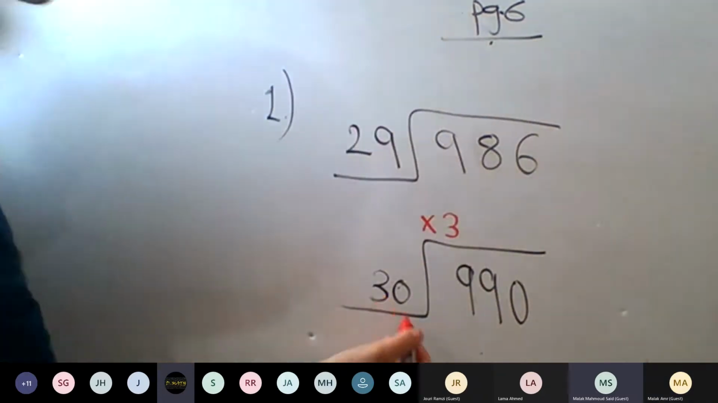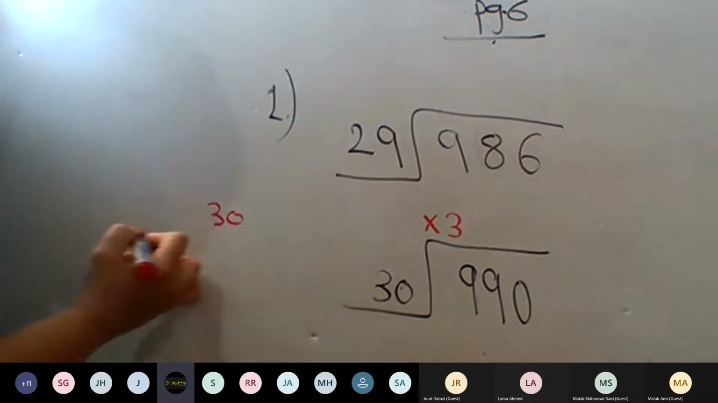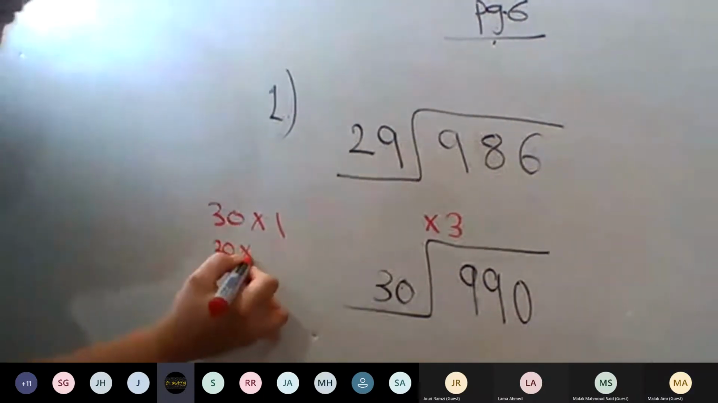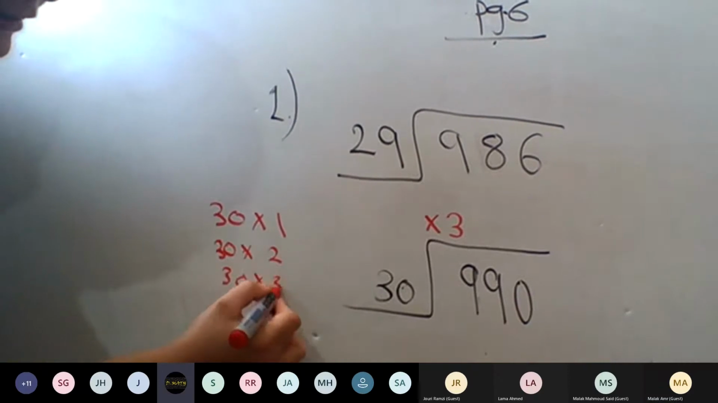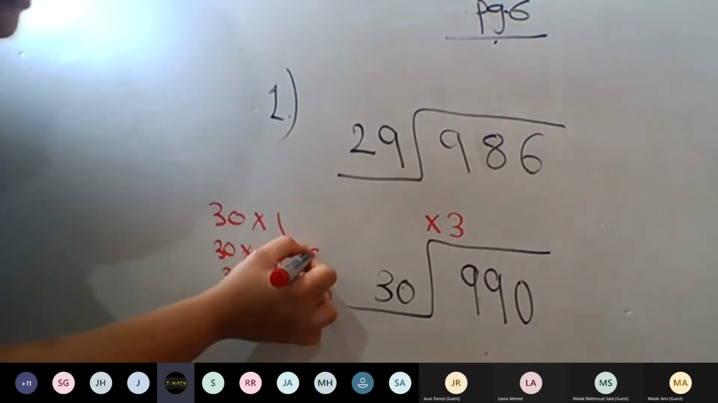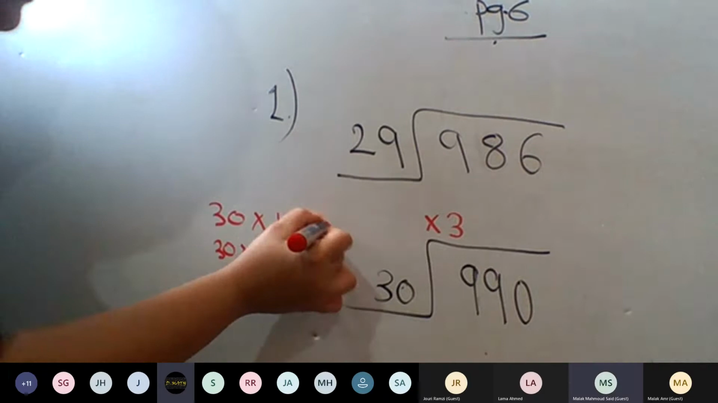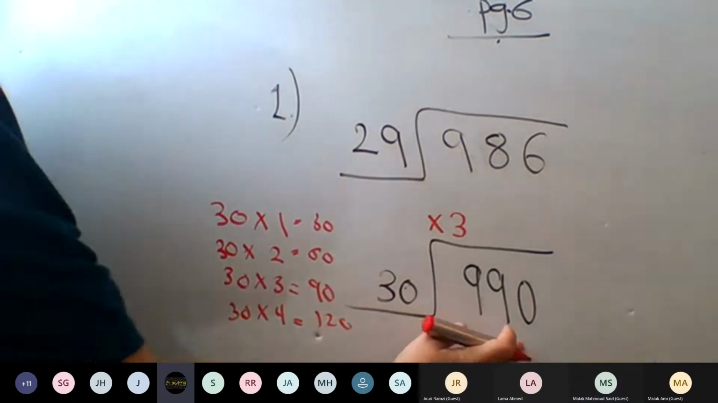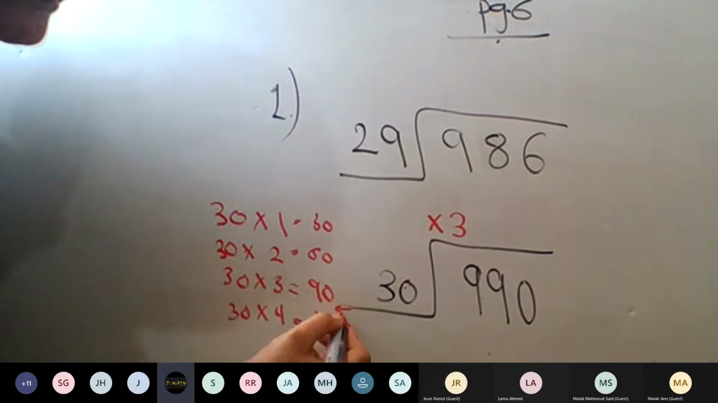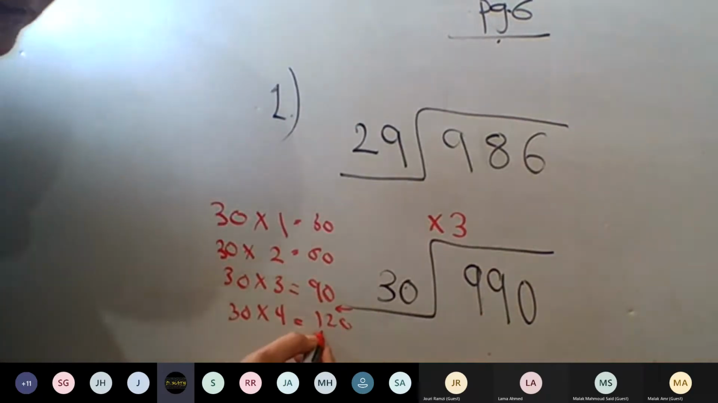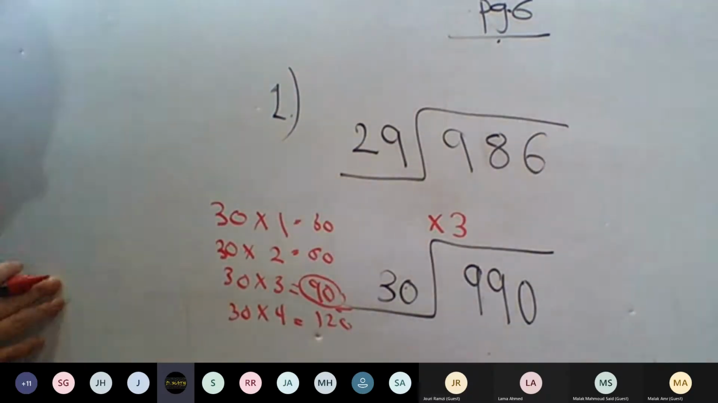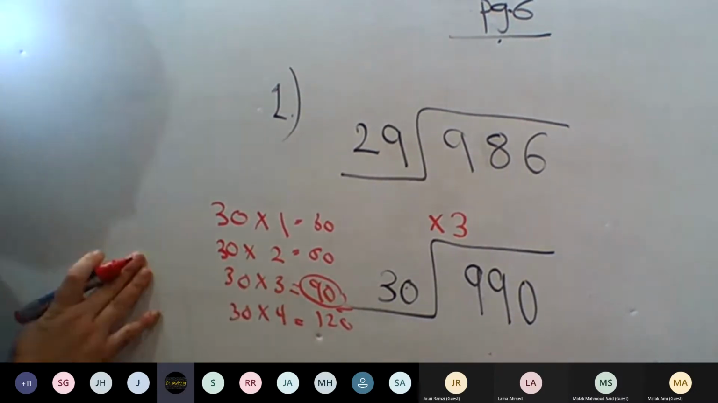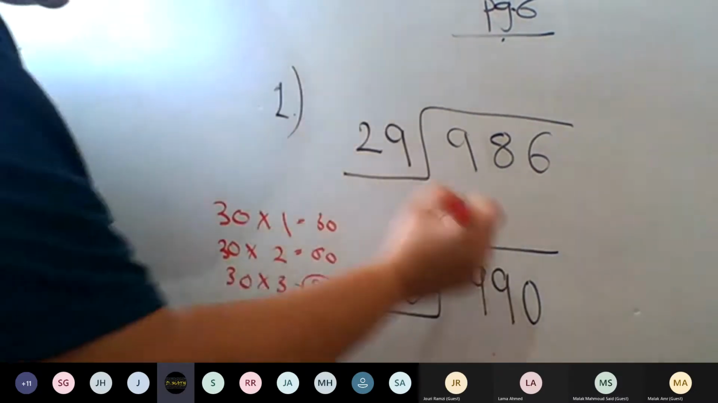Now let's write here the multiplication table of 30. 30 times 1 is 30, 30 times 2 is 60, 30 times 3 is 90, and 30 times 4 is 120. Now 99 is between 90 and 120, so I will choose 90. 90 is the product of 30 times 3, so I will put the number 3 up.